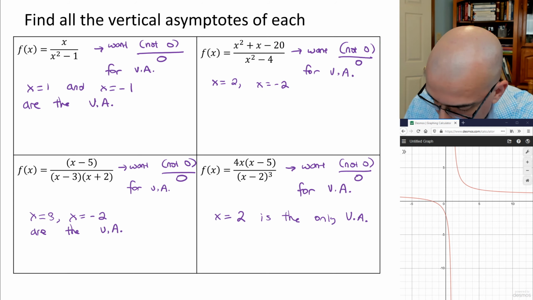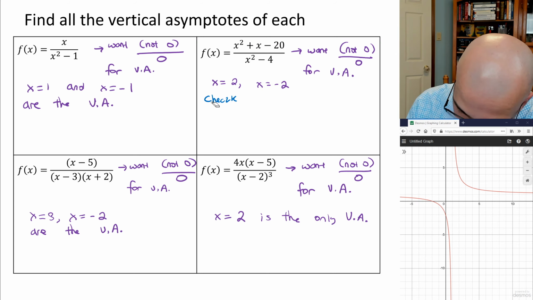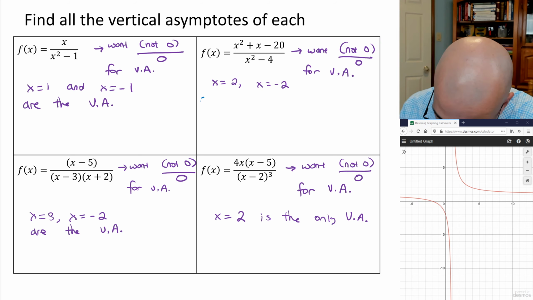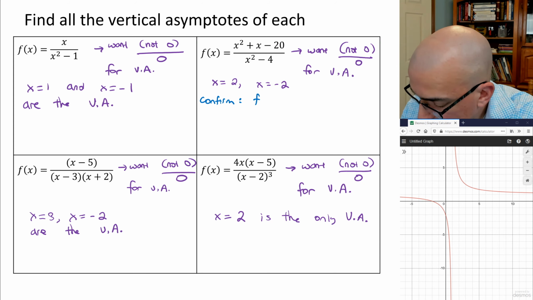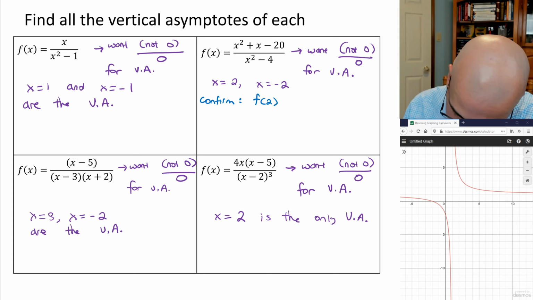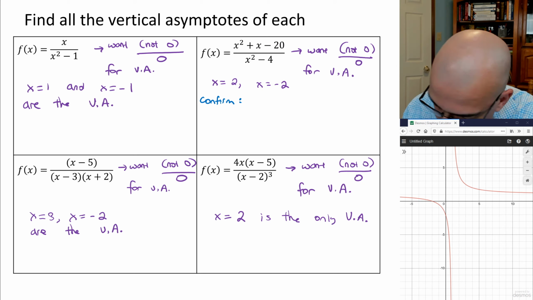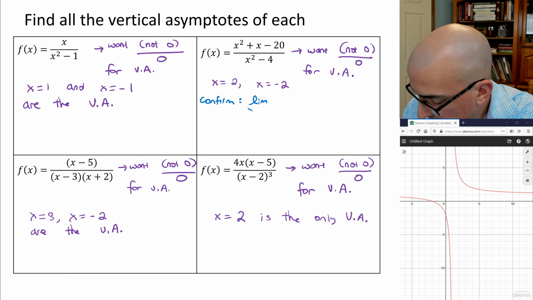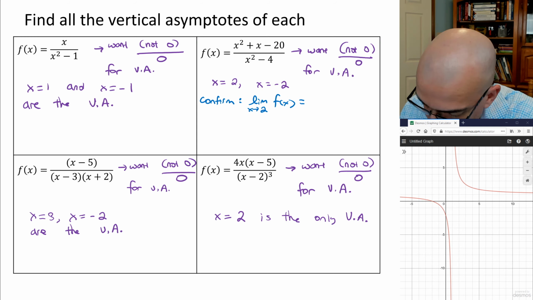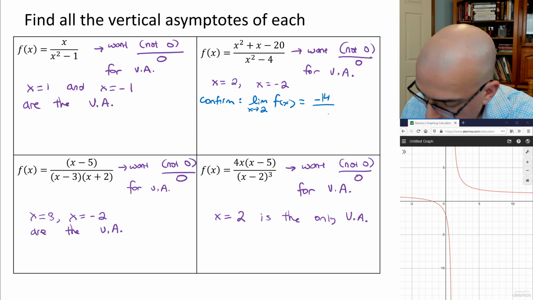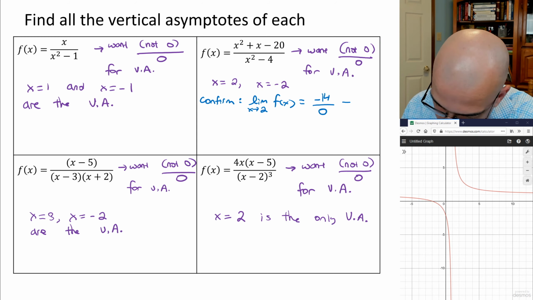I put a little check here. Or maybe confirm. I'm going to confirm f of 2. I'll do the limit as x approaches 2. Limit as x approaches 2 of f of x is equal to 4 plus 2, 6, minus 20, -14 over 0, which is not 0 over 0.